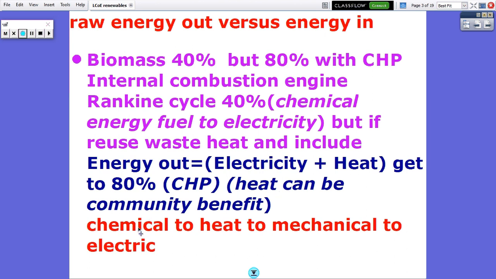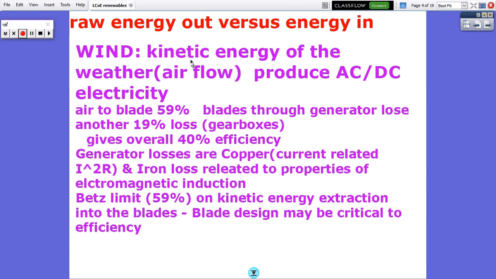So we're talking about system efficiency going from the chemical energy in the fuel to heat to mechanical to electric out. Similarly, for a wind turbine, if we're doing a comparison between biomass, wind and PV, we're taking the kinetic energy out of the weather system to produce electricity. There is a Betz limit in terms of how much energy out of the air you can extract into the blades. It's 59%. We have losses through the gearboxes, generator losses in terms of copper losses and iron losses. So as an estimated figure, there'll be a 40% efficiency for a wind turbine.